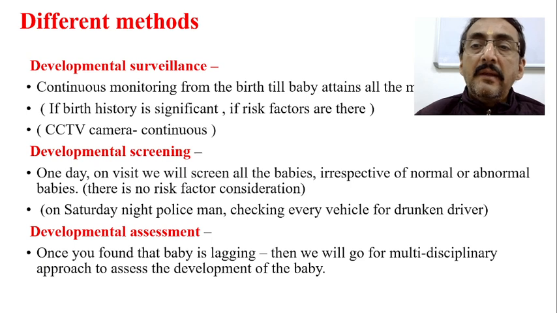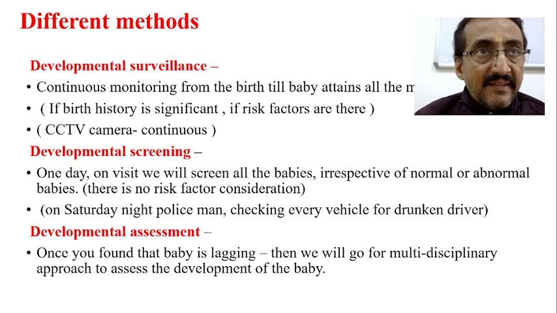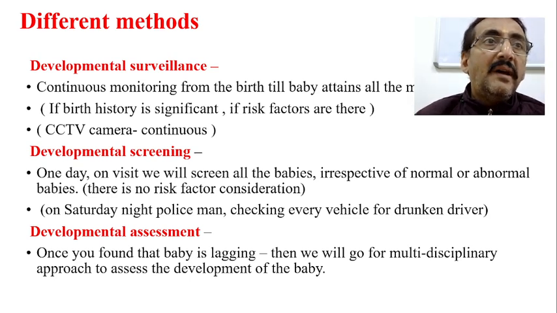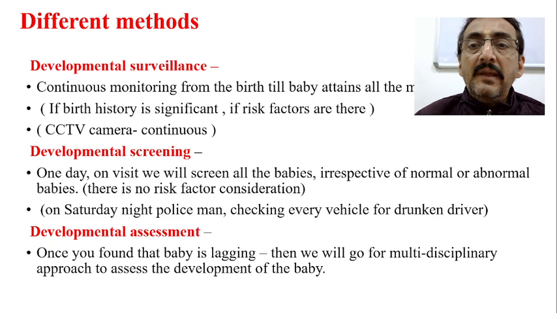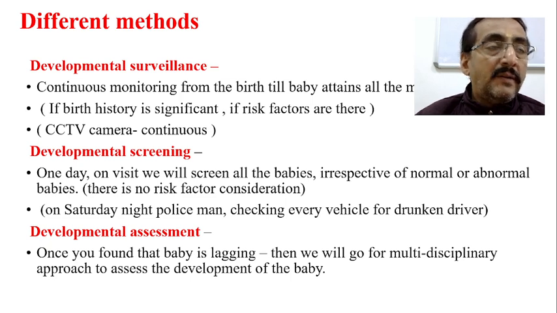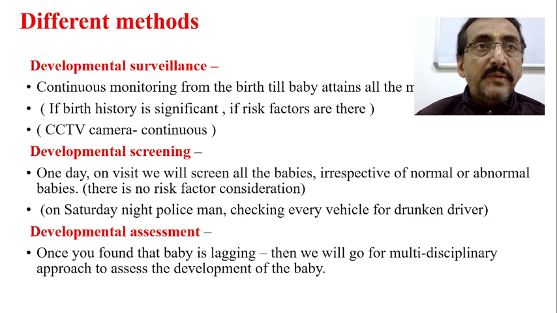Now, basically, there are different methods in the approach to a developmental delay. We have three types of approach. Number one is developmental surveillance, number two is developmental screening, and number three is developmental assessment. All three are different. Usually we follow any one of the methods whenever the child is suspected of having a delay in development.